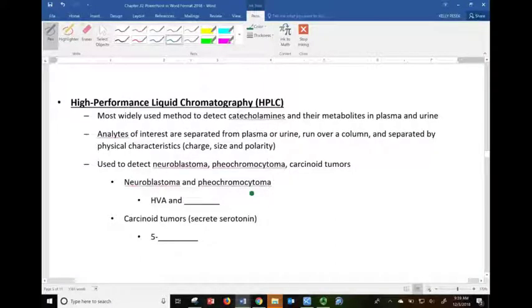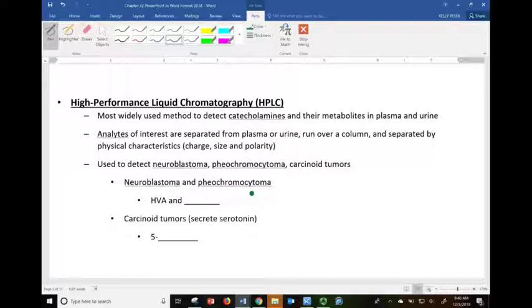High-performance liquid chromatography, or HPLC, detects small molecules like endocrine metabolites. So they're most widely used to detect catecholamines and their metabolites in plasma and urine. So if you remember the metabolites of catecholamines, they are VMA and HVA, the vanillylmandelic acid and homovanillic acid. So analytes of interest are separated from the plasma or urine via extraction, run over a column, and separated by physical characteristics. So they're separated by things like charge, size, and polarity.